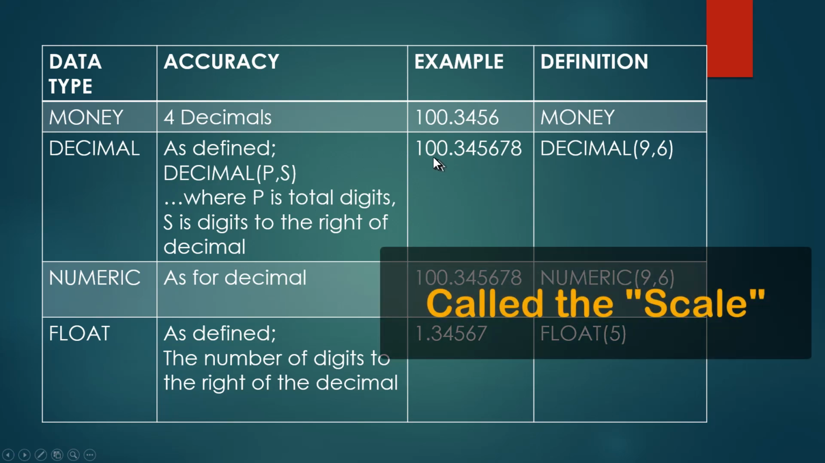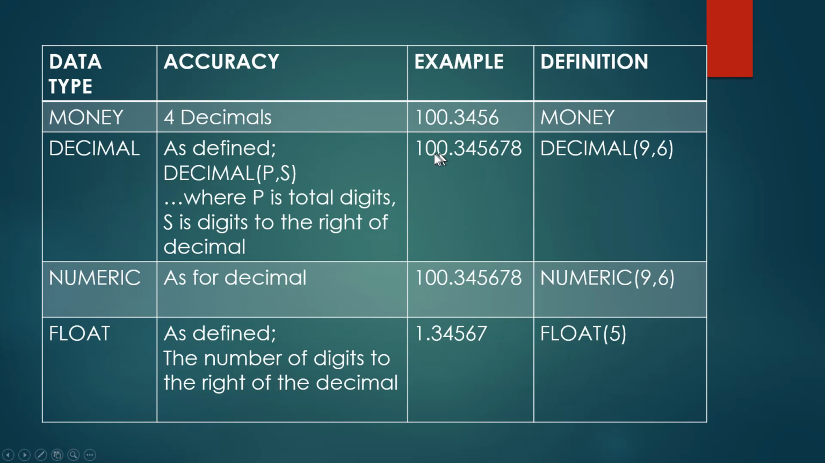So let's say, for example, we wanted to define a decimal column that had to store up to 3 numbers at the front, and up to 6 decimal places. We would define that as decimal 9,6. Numerics work exactly the same as decimals. They will appear in the course of our coding, and that'll become clear later on.